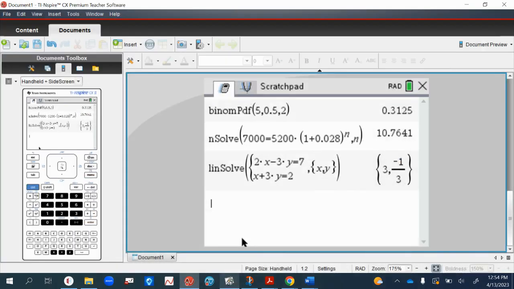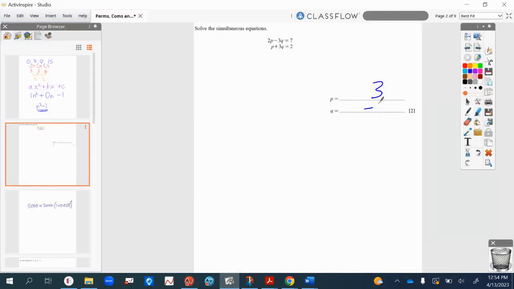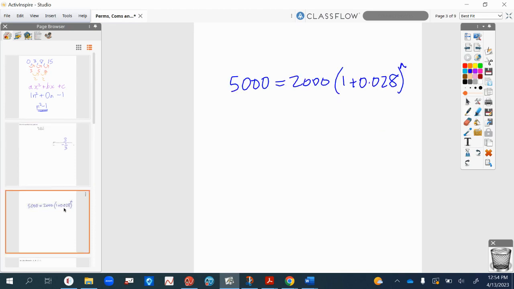And the second one, which is y for us, but is going to be q for this, is minus 1 over 3. So remember, you could change those to p and q. You can type in your own letters. We didn't have to use x and y.